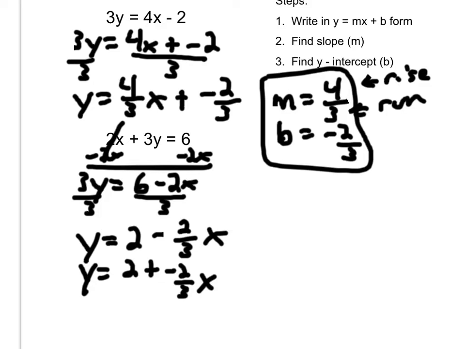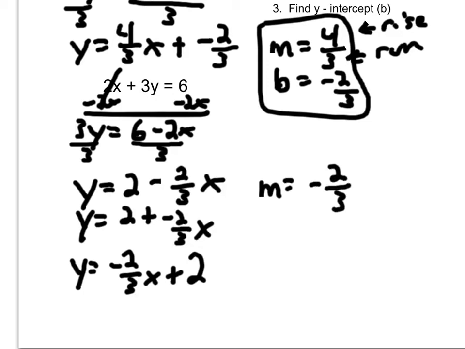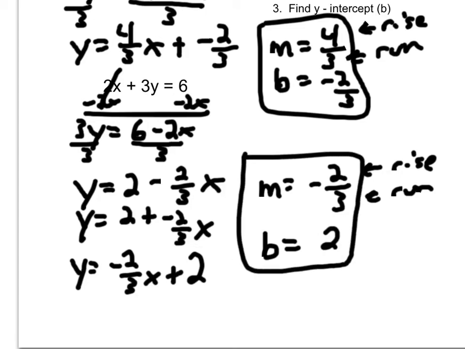And now I've got to switch these around so my x term comes first. So it'll be y equals negative 2/3 x plus, and then this 2 is positive, so it's going to be a positive 2. So there's my equation in slope-intercept form. Y equals negative 2/3 x plus 2. So again, my slope is attached to the x, that's negative 2/3. There's my rise and my run. And then b is a positive 2 in this case, because we're adding positive 2.